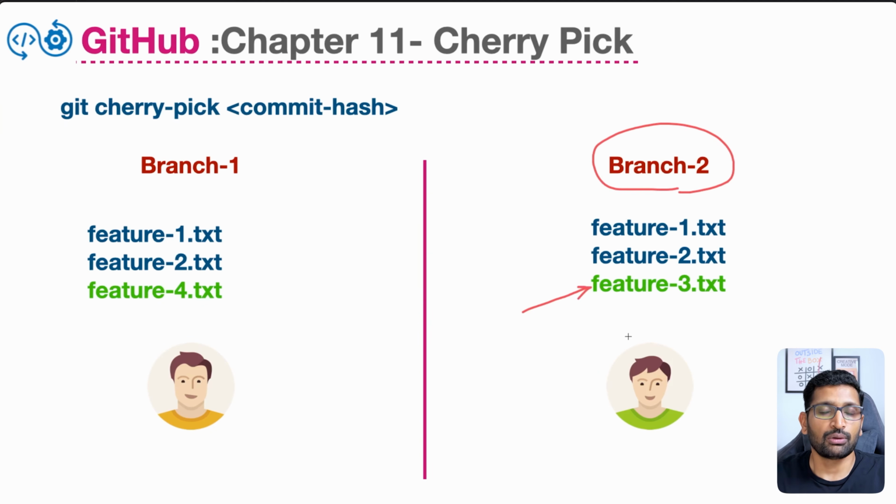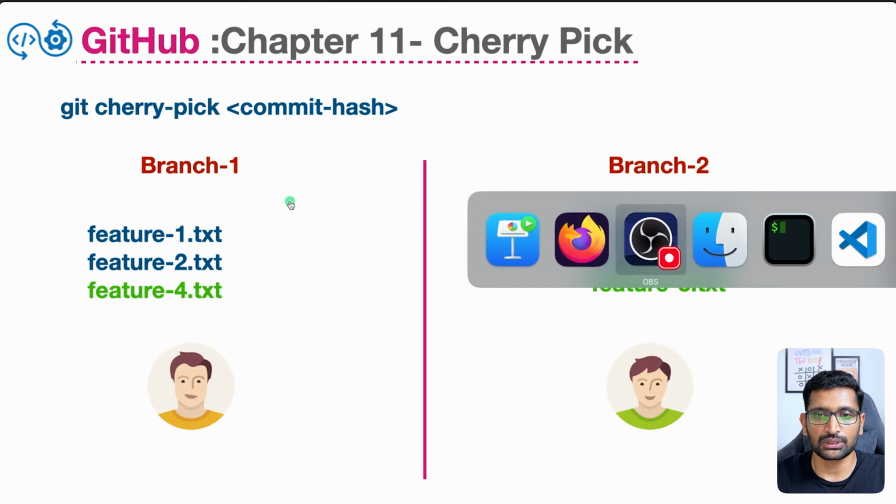All right. So now, first of all, we need to go and check out this branch 2. To do that, let's get back to our terminal. And here you can see the command which I'm going to run is git checkout, going to branch 2 over here.